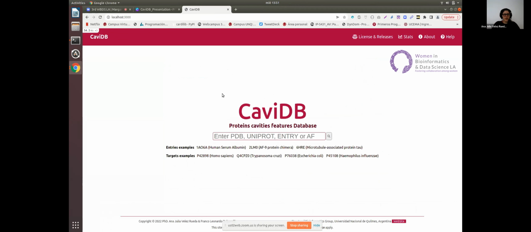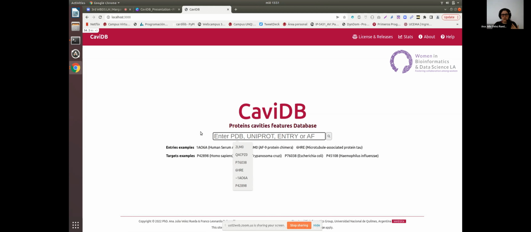The first step for running CaviDB is providing it a valid PDB ID entry or UniProt entry or AlphaFold entry. Here we have the complete PDB database analyzed, and also we have all the AlphaFold models for SwissProt, and so you can access all that information here.